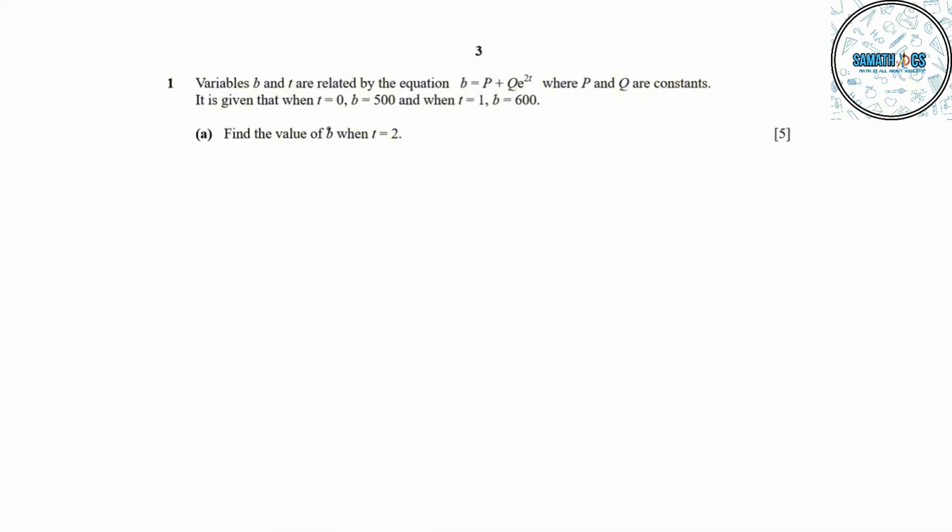We have to find out b when the value of t is 2. Now, before taking out this value, we need to have the values of p and q. To find out these values of p and q, they have given the values of t and b here. We'll get two equations and we will solve those two equations simultaneously. So first of all, we will substitute the value of t as 0 and b as 500.